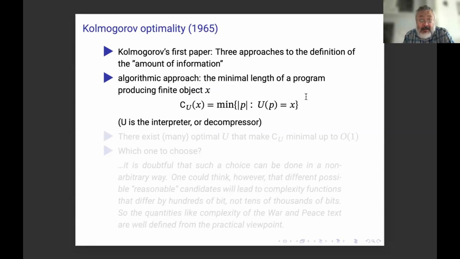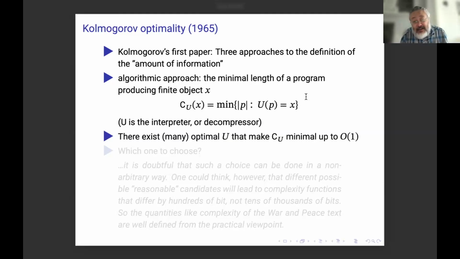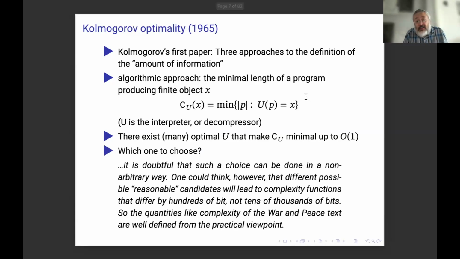And of course, it depends on the choice of this programming language, or interpreter of its language, or decompressor. And we want to make this function minimal. Kolmogorov noted that there exists some U which makes this function minimal up to a constant, but there are many of them. And then the natural question, which he already asked, was whether one can choose some right one.